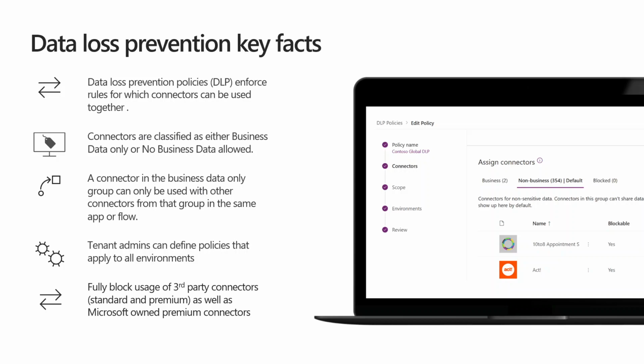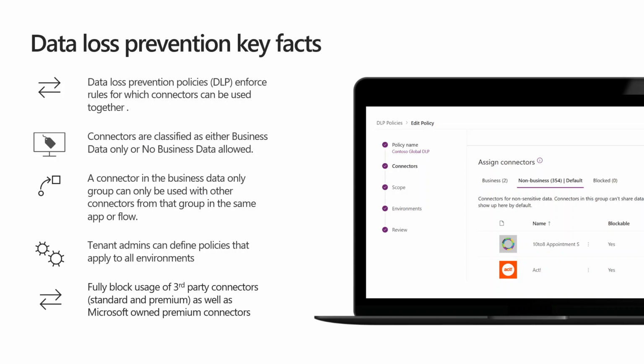So what does DLP actually do? DLP is the recipe that defines the types of apps and flows that can be created. There are over 500 connectors, so what you might want to do is block most of them and only allow certain ones that you approve of. Data loss prevention policies enforce the rules, not only which connectors are available, but also which ones can work together. Connectors are classified as either business data only or no business data allowed. A connector in the business data only group can only be used with other connectors from that group in the same app or flow. So you can't have business apps talking to non-business apps.